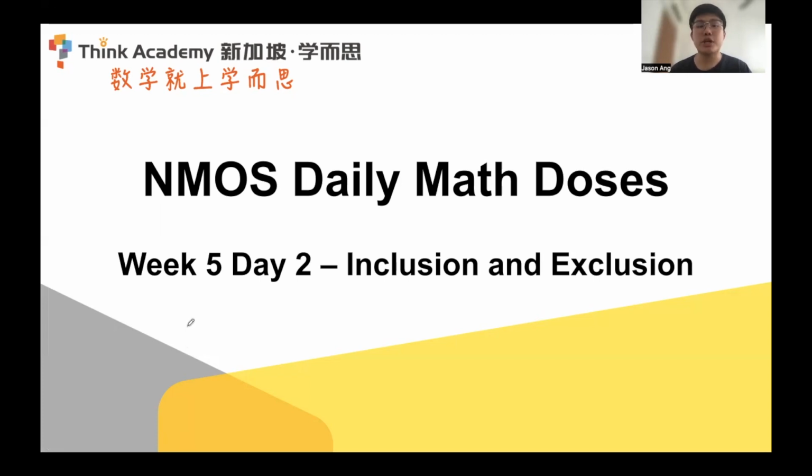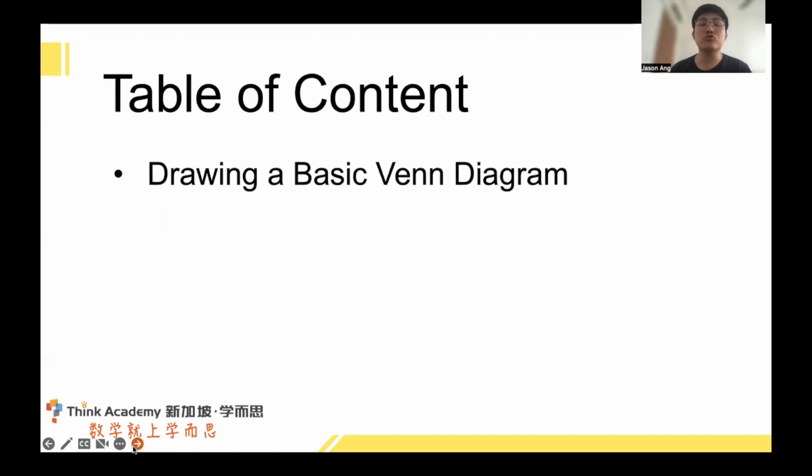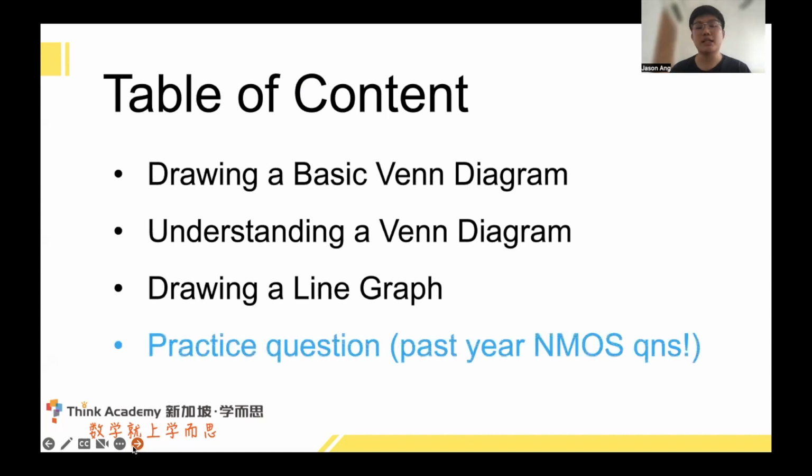So basically for this chapter, we're going to be focusing on a couple of details. Firstly, how to draw a basic Venn diagram to explain and put all of the information into a simple diagram to observe. How to understand a Venn diagram once it's been drawn, and also how to draw a special line graph that is used mainly for our inclusion and exclusion. Then last but not least, as usual, to practice a question.